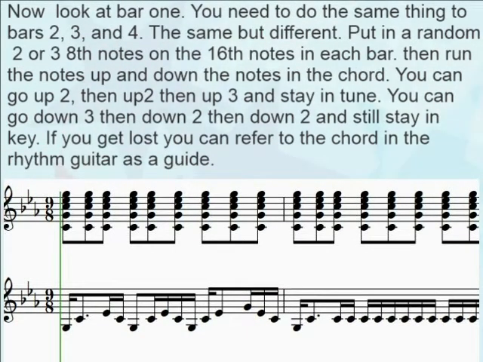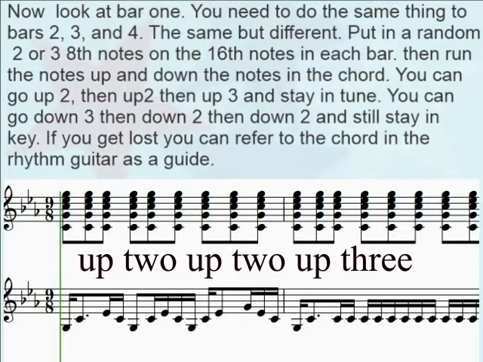Now look at bar 1. You need to do the same thing to bars 2, 3, and 4. The same but different. Put in a random 2 or 3 eighth notes on the 16th notes in each bar. Then run the notes up and down the notes in the chord.